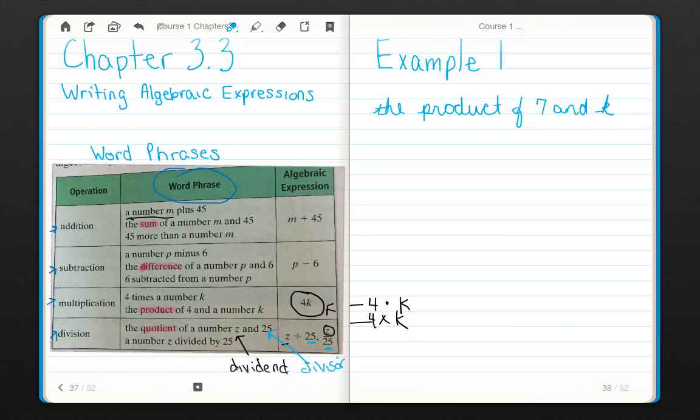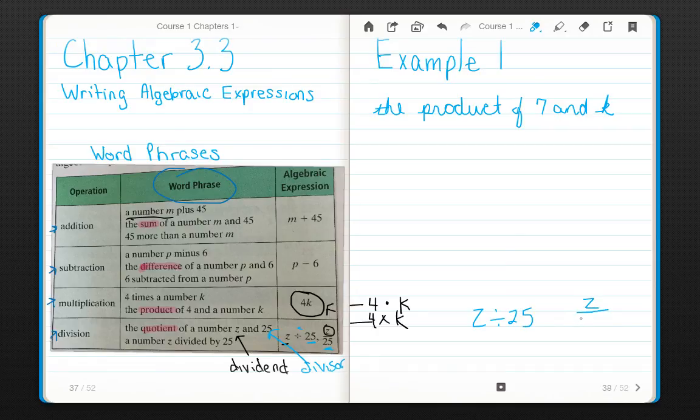Okay? So they go in order. Dividend, divisor, numerator, denominator. A number z divided by 25, you can write it either way. Z divided by 25 or z over 25. These two mean the same thing. Okay? All right, let's take a look at example 1.